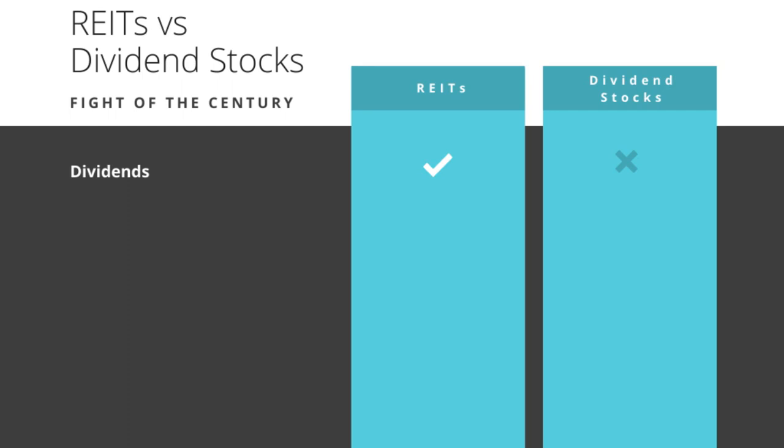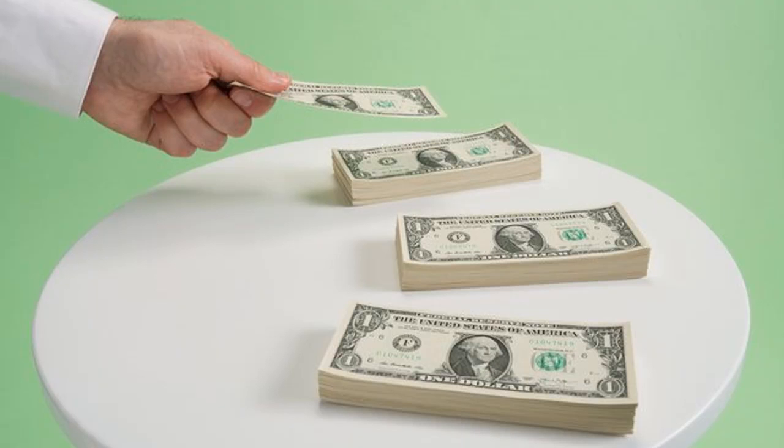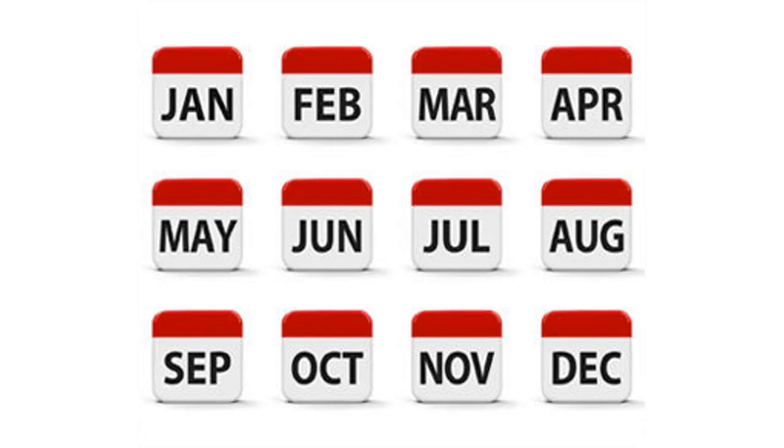We'll get into some of the other issues surrounding these dividends, such as taxes, a little later on in the video. The next factor we'll compare both on is the frequency of returns. Kind of following under the same topic of dividends, the next thing I'll compare them on is the frequency of the dividends. Typically, REITs will pay out their dividends monthly.